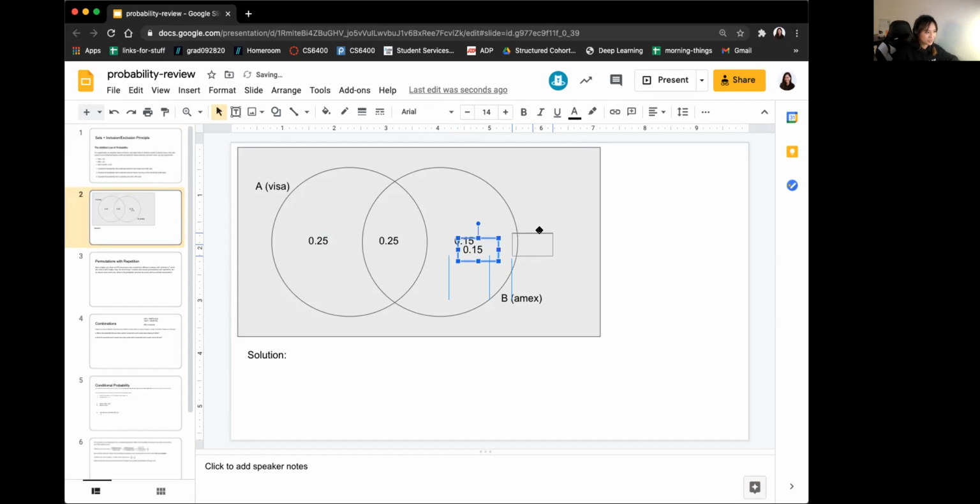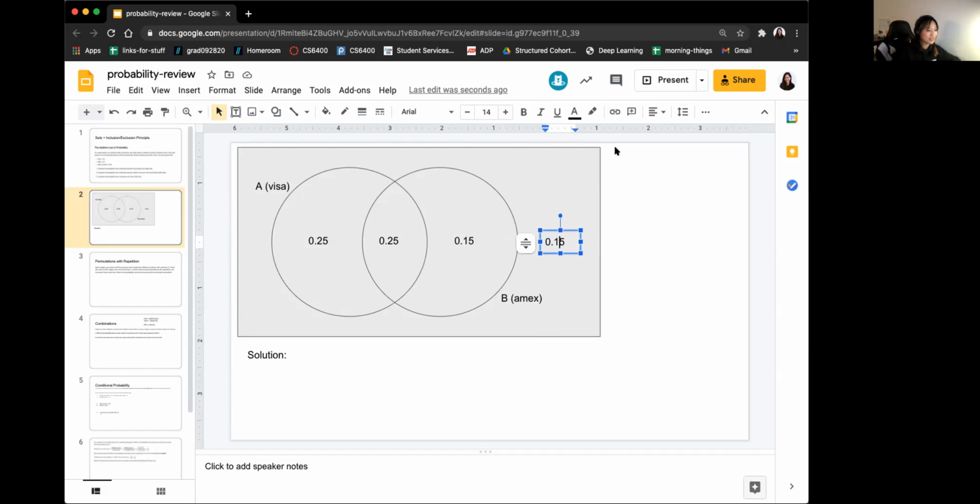The last thing we have to do is remember that I said that the part that isn't any one of these circles can also have a probability. And this entire rectangle adds up to 1. To find the probability of neither of the cards, we'll just take 1 minus the sum of all of this, which I think is 0.65. So this outside part is 0.35.